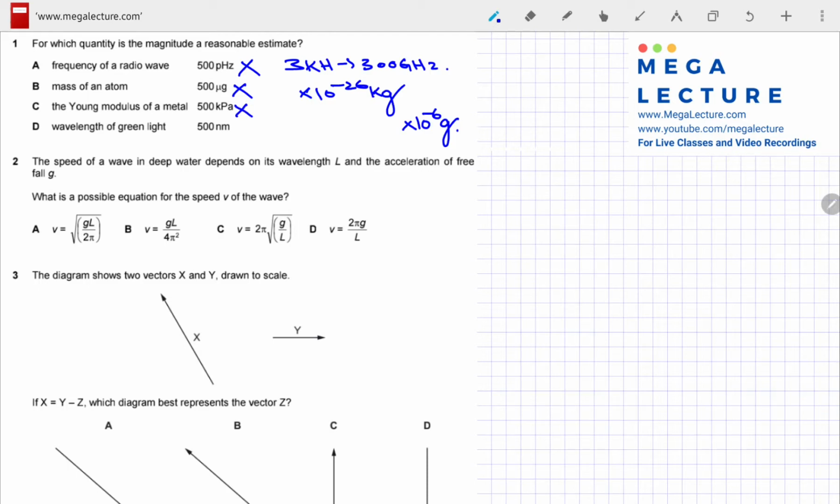What about the wavelength of light? 500 nanometers, right? We know that the light wavelength is of the order of 10 raised to power minus 9, so 500 nanometers sounds right. So the answer is D. Let's move on to question number 2.